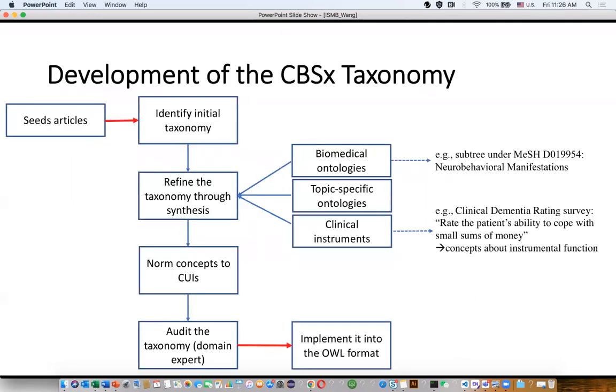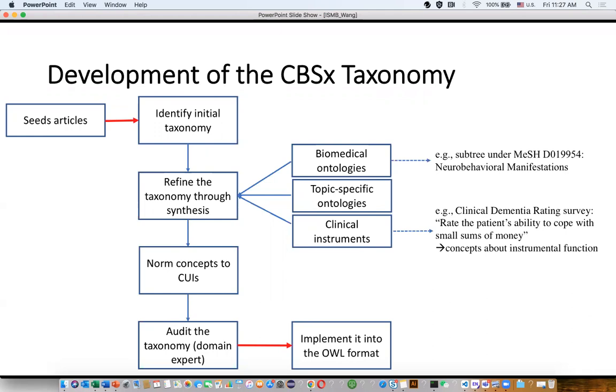This figure shows the development process of the taxonomy. We first identified a set of seed articles on diseases that exhibit CBSX by searching PubMed and Google Scholar. We then derived the initial taxonomy with concepts that were loosely categorized as cognitive or behavioral symptoms. On top of the base taxonomy, we started from 4 general biomedical ontologies that are known to contain CBSX concepts and might inform organizing of the concepts.